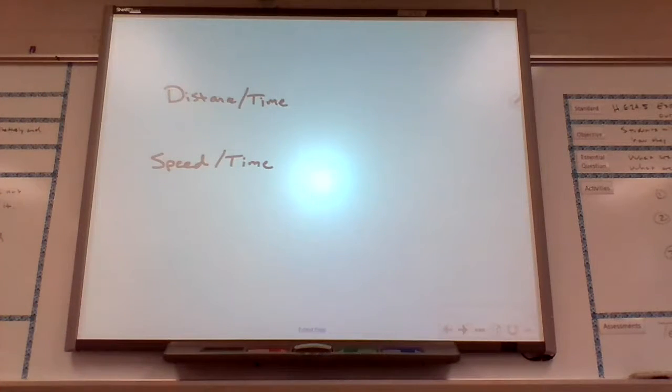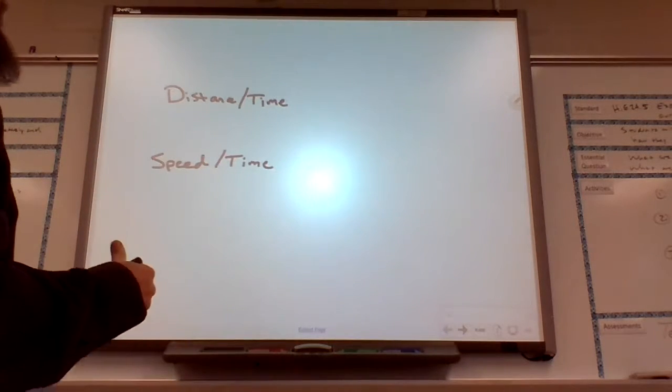Both graphs will have time on the x-axis. It's a general rule of thumb, whenever time is one of your two variables, you stick it on the x-axis because the vast majority of time it is the independent variable. What makes them different is the label that we put on the y. In the distance time graph, it's distance on the y-axis. In the speed time graph, it's speed on the y-axis.